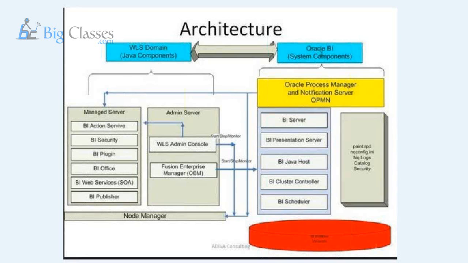Any questions till now? We will start with the architecture of OBIEE, how it looks, and what the difference is between the 10G version and the 11G version. Then we'll go through each and every component. Finally, we'll go for the reporting tool, and how to create the reports.